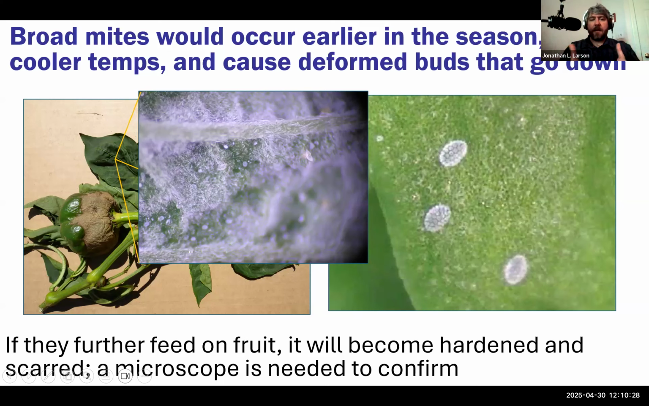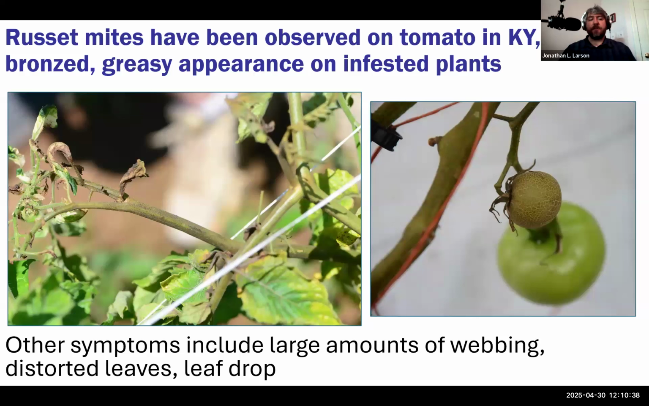This would be a mystery. You would not know what's happening. You would collect a sample, perhaps send it to the PDDL or to the Department of Entomology directly, and we would help you to sort of figure this one out. The same is true of russet mites. Russet mites have been observed on tomato in Kentucky. In other states, they've been seen on peppers and a few others, but here it's that tomato plant instead.